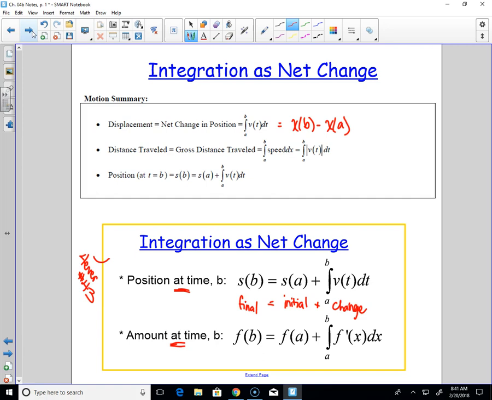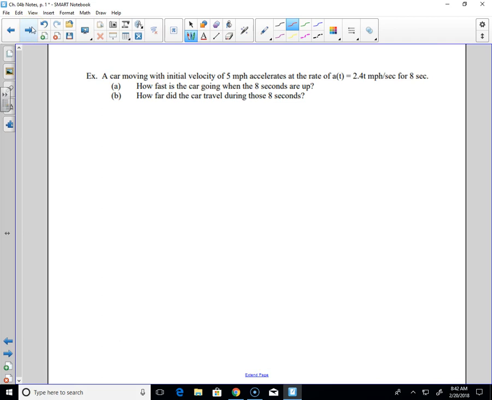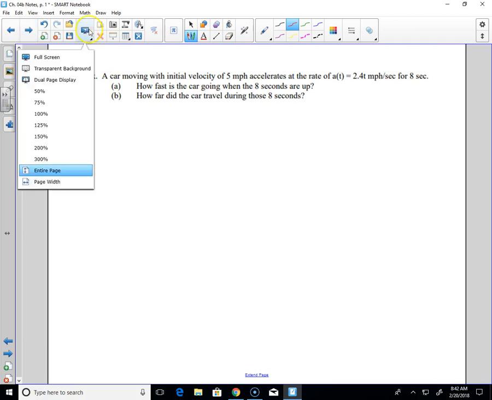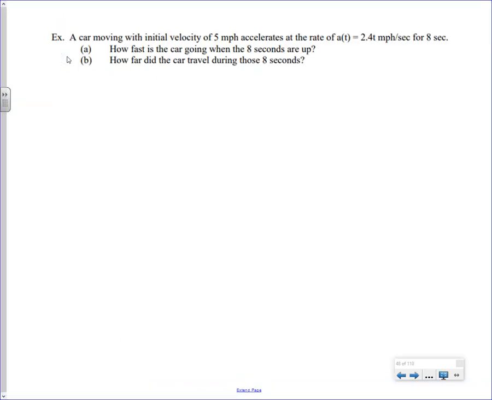So there are many different ways that AP can have you do this. Sometimes you're going to be anti-deriving when you have a rate. Sometimes you're going to be using a table in FTC. But guys, integrals and their meanings are going to show up over and over and over again. Let's go ahead and go in our notes. We peeked at our packet quite a bit. Now let's do a few examples in our notes just so that we have a feel of what's going on.